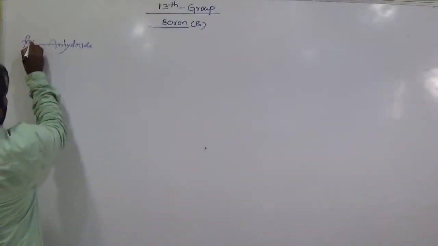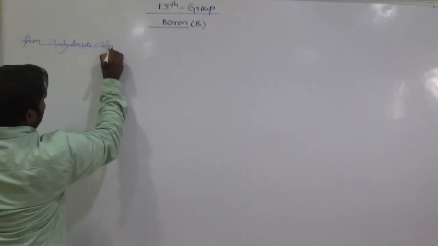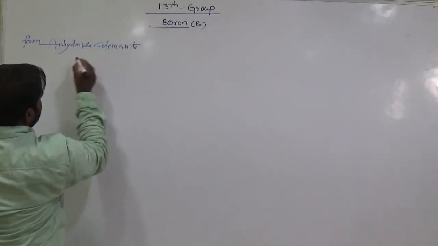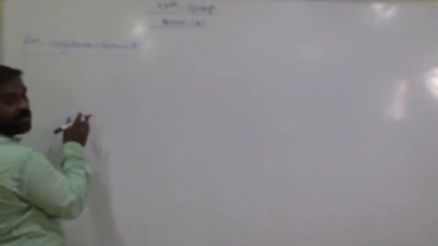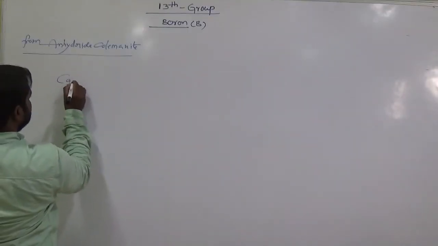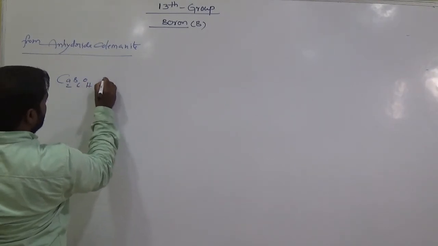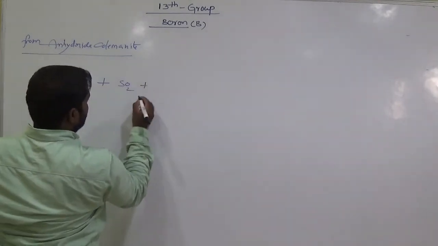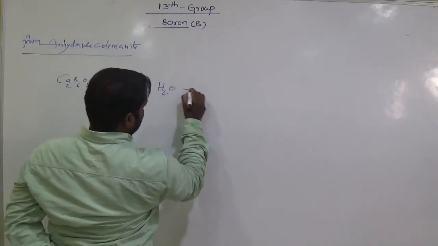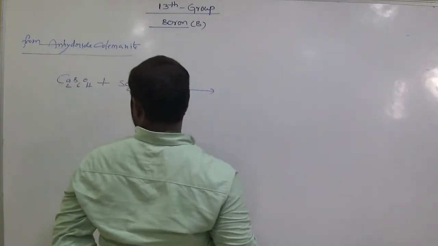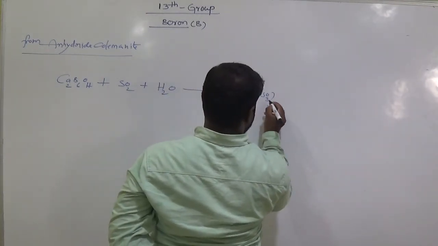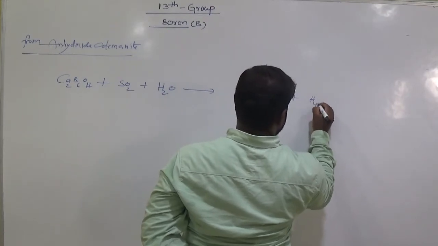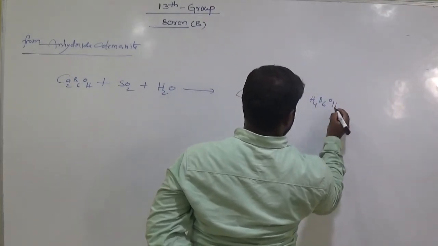From anhydride colemanite, so again one more method here. What is anhydride colemanite? Ca2B6O11 interacts with sulfur dioxide and H2O, which gives calcium bisulfite and H4B6O11.